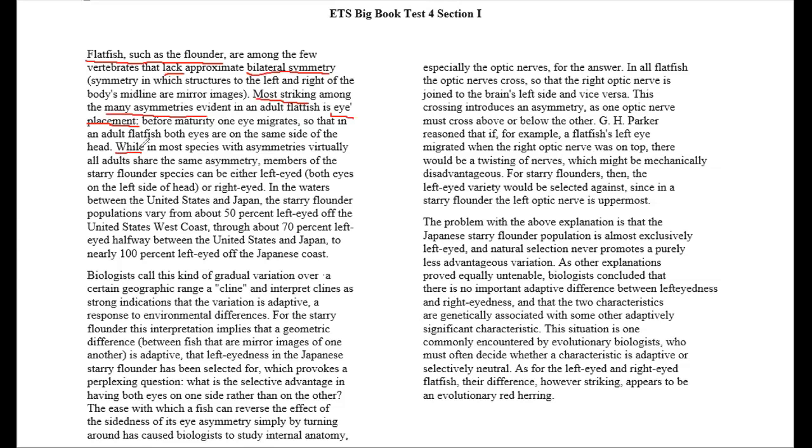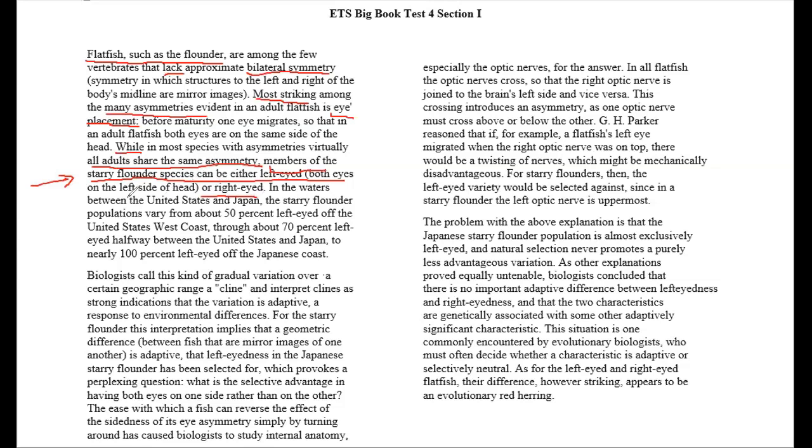So while in most species, all adults share the same asymmetry, okay? Members of the starry flounder species can either be left-eyed or right-eyed, okay? So this line is basically telling us that starry flounder species are a bit different from most other species with asymmetries, okay? So this line is basically standing out for this reason, all right?